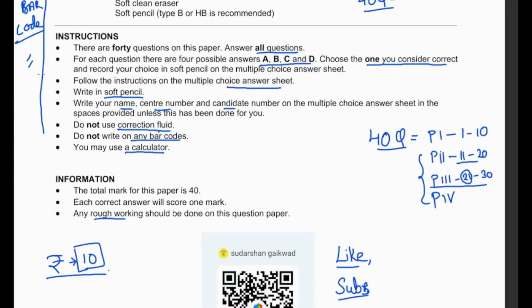Next, we have already done 3 parts of this question paper. Video 1 had questions 1 to 10. Part 2 had questions 11 to 20. Part 3 we solved 21 to 30, and now this is video 4, or part 4, and we are going to solve questions from 31 to 40 here. This will be the end of the paper now.